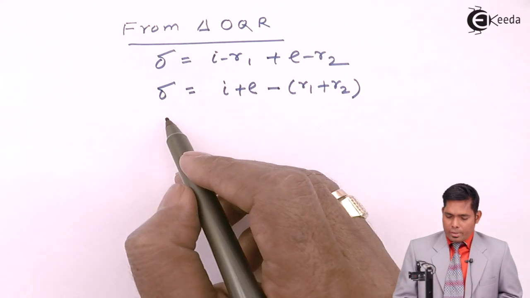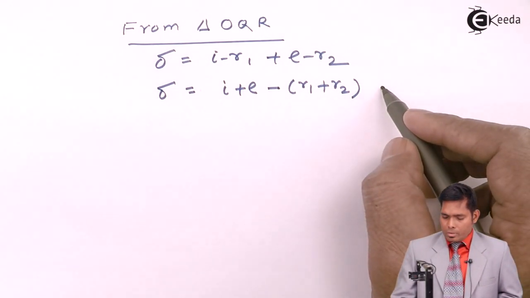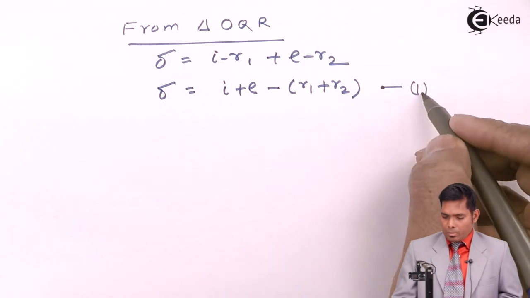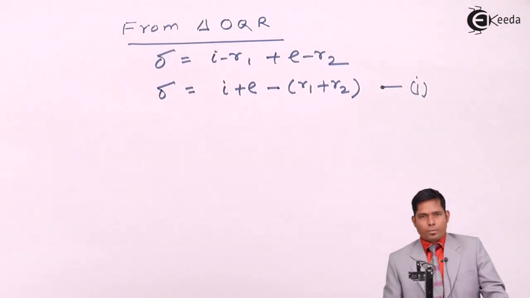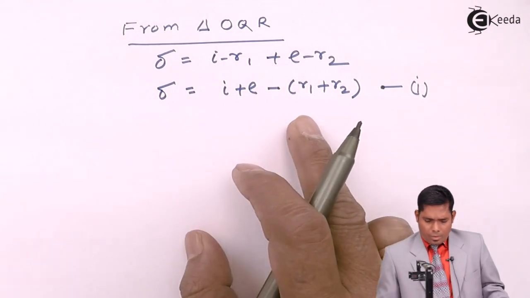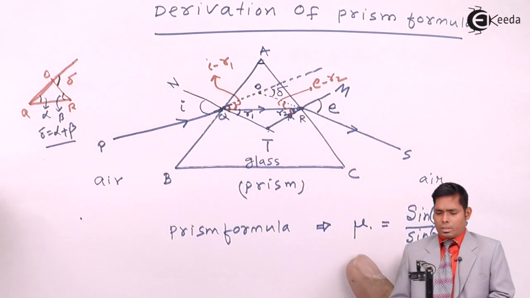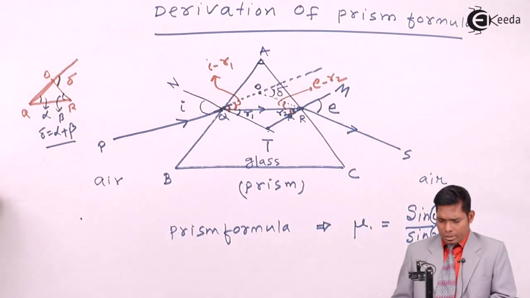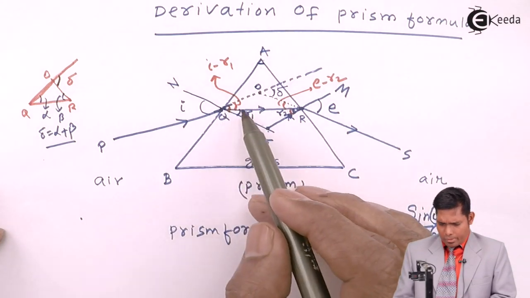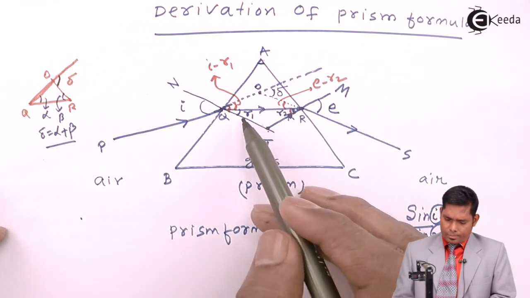Or I can write, okay, this we can keep as equation number 1. Now I will see the diagram again, and I will choose some other triangle or any other relations. So this triangle we have already taken and got the relation. Let us consider this triangle.